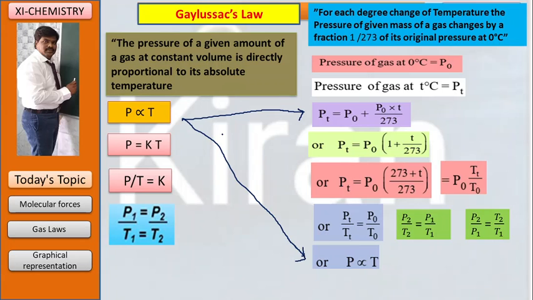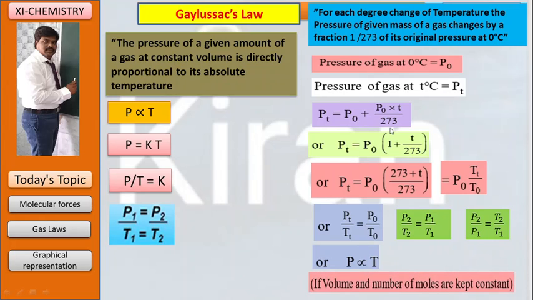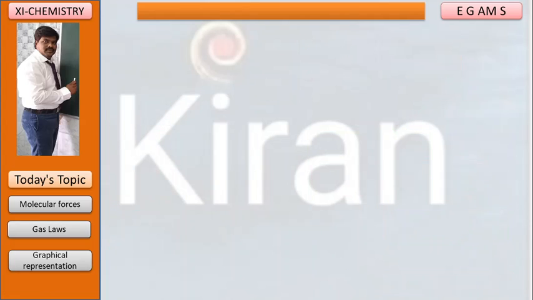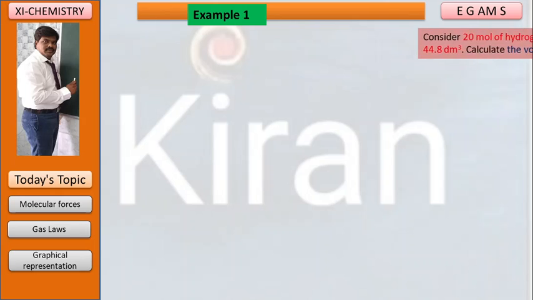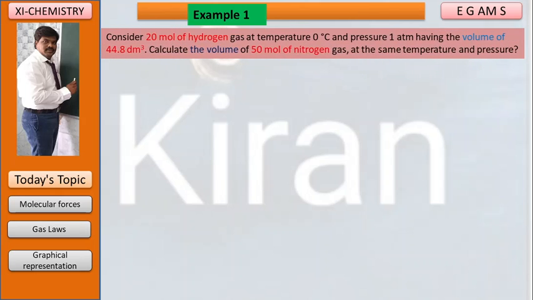So simply you have to remember, P is directly proportional to T is nothing but Pt is equal to P naught plus P naught into t by 273. If volume and number of moles are kept constant, that is, volume and mass are constant, the pressure is directly proportional to the absolute temperature. Now I am giving some numerical questions based on Avogadro's law and Gay-Lussac's law. We'll see a few questions on this.